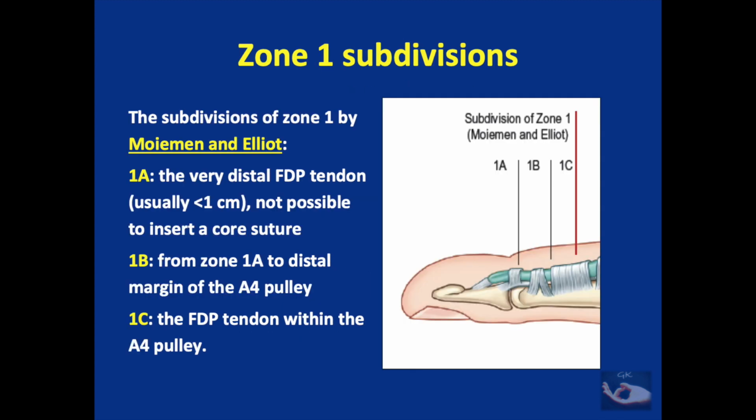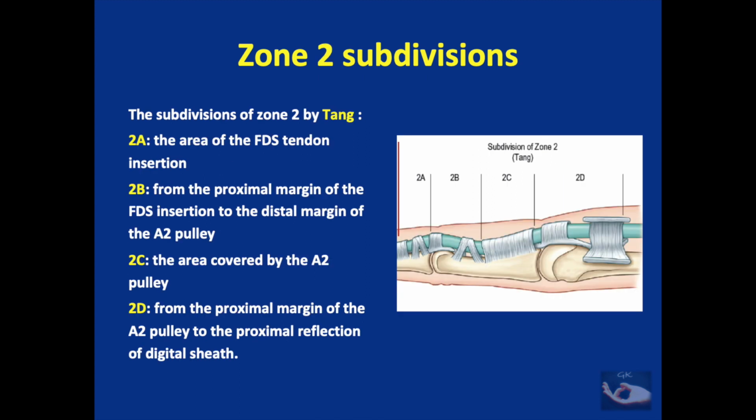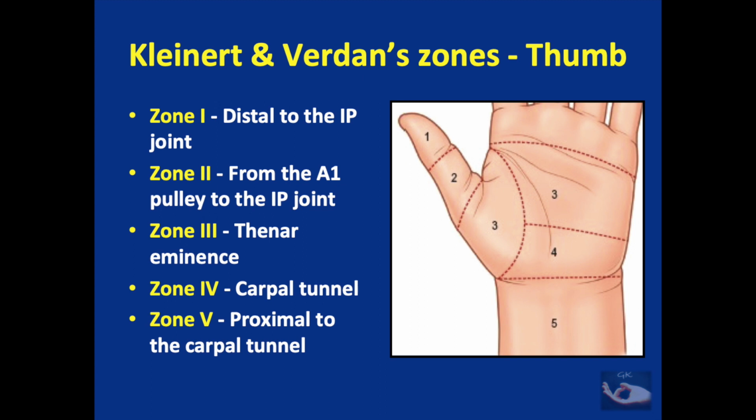Zone 1 is further divided into zone 1A, 1B and 1C, and zone 2 has been further divided by Tang into 4 zones, 2A, B, C and D. On the thumb again there are 5 zones, zone 1 being distal to the interphalangeal joint, zone 2 from the A1 pulley to the interphalangeal joint, and zone 3 represented by the area of the thenar eminence. Zone 4 and zone 5 are the same as for fingers.